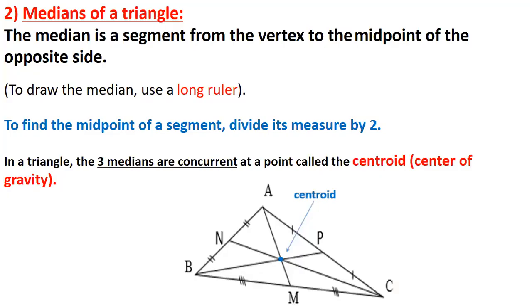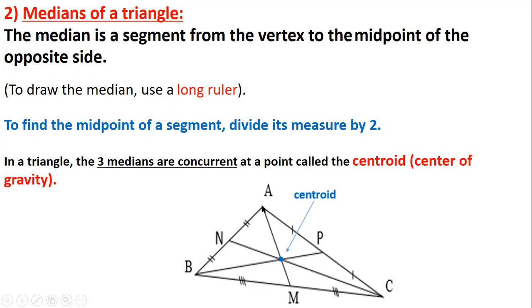So this is how we draw the height. Please follow the steps you have seen in the video. Now the second line I'll talk about is called the median of a triangle. Also the definition of the median written in bold black, you should memorize it. The median is a segment from the vertex to the midpoint of the opposite side.